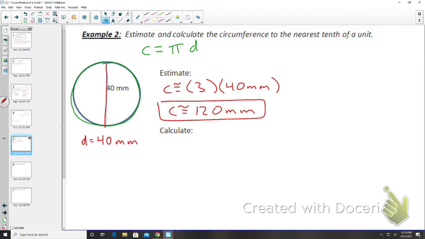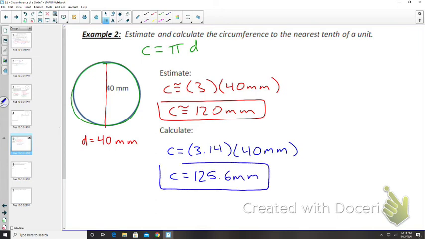Okay, let's go ahead and actually calculate this time. So instead of my pi being 3, we're going to use 3.14. So C is equal to 3.14 multiplied by 40 millimeters. And we punch those into our calculator, and we will get a circumference equal to 125.6 millimeters. Okay, so again, pretty close with our estimation. So this could be a good, quick way just to make sure that you didn't enter something into your calculator incorrectly.